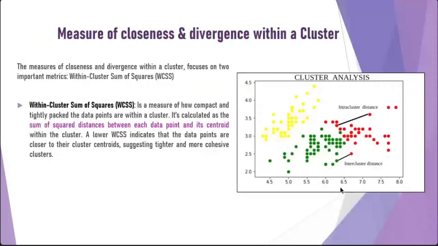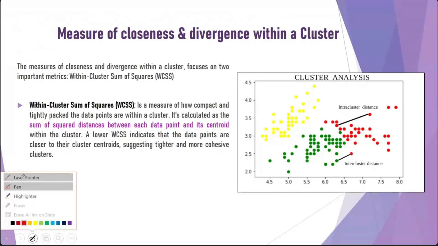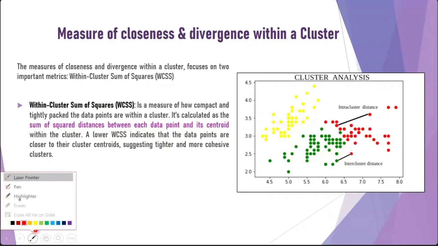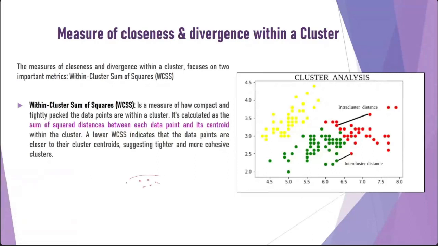So how do we understand whether the clustering is good or bad? By the measure of closeness. What does the measure of closeness mean? It means two data points belonging to the same cluster: how close are they? Data points that belong to the same cluster should be close to each other, right? So what is the measure of closeness between the data points of the same cluster?